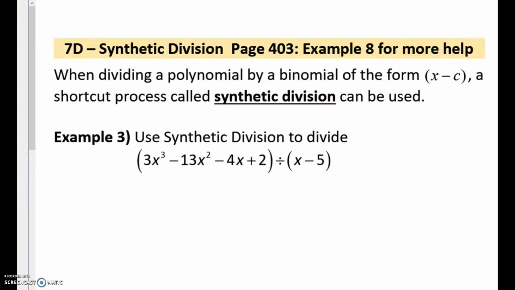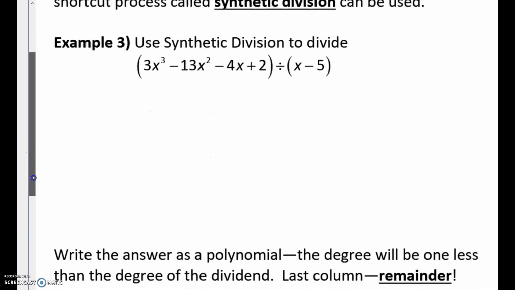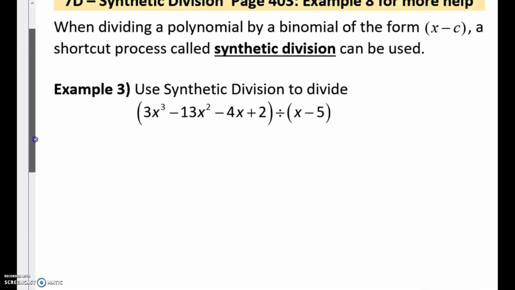Now let's take a look at some synthetic division. When we don't have a number in front of the first x, and we're just dividing by something like x minus c, we can use something called synthetic division, which allows us to divide really, really quickly, and it's an easy setup. The way I do synthetic division is I take whatever number is here, and I take the opposite of that number, in this case, 5.